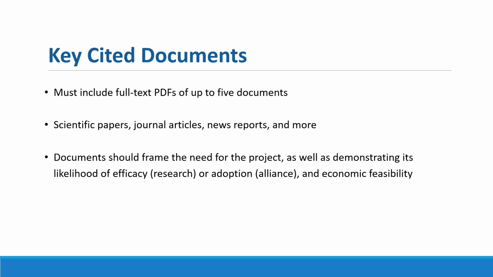The key cited documents. These documents are meant to frame the need for the project, and you must include full text PDFs of any documents you choose to include. This is up to 5 documents in total. These can include things like scientific papers, journal articles, or news reports, but many more types of documents are acceptable. Again, generally, these documents should frame the need for the project and demonstrate the likelihood of efficacy for the research grants or adoption for alliance grants, and any economic feasibility arguments that are intended to be made.